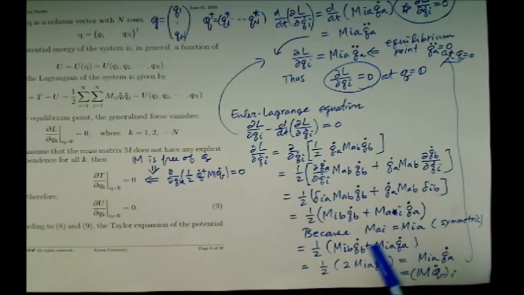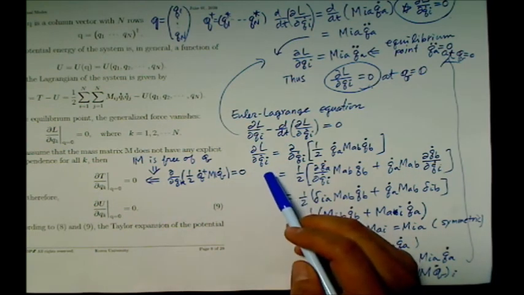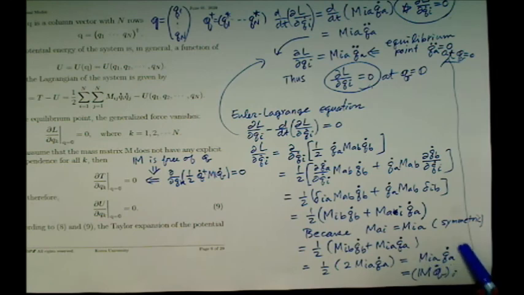Because they are symmetric, this order is reordered, and now we have dummy index B for the first term and dummy index A for the second term. A dummy index can always be replaced with anything, so these two contributions are the same. Therefore, the canonical momentum conjugate to the coordinate qi should be MIA QA dot. That means in a matrix form, it is expressed in a compact way.